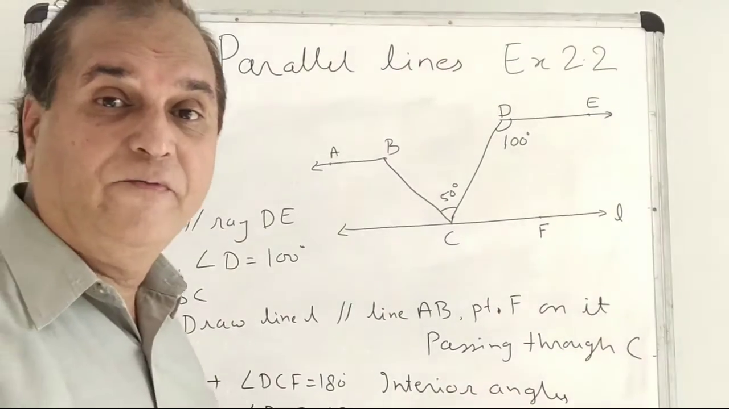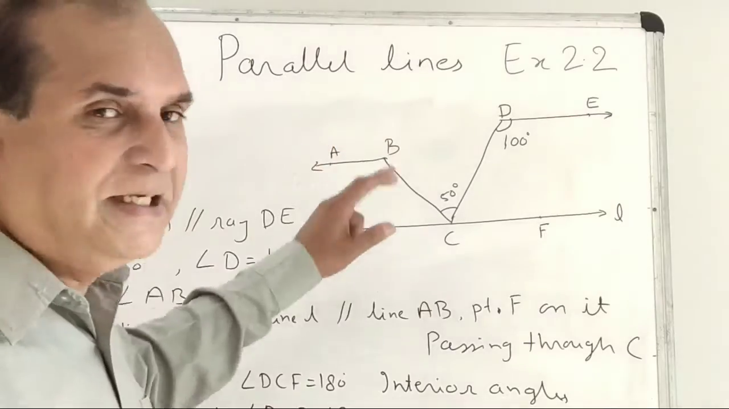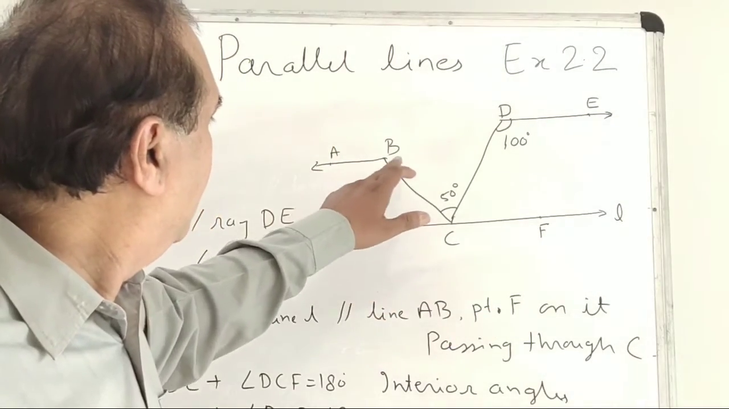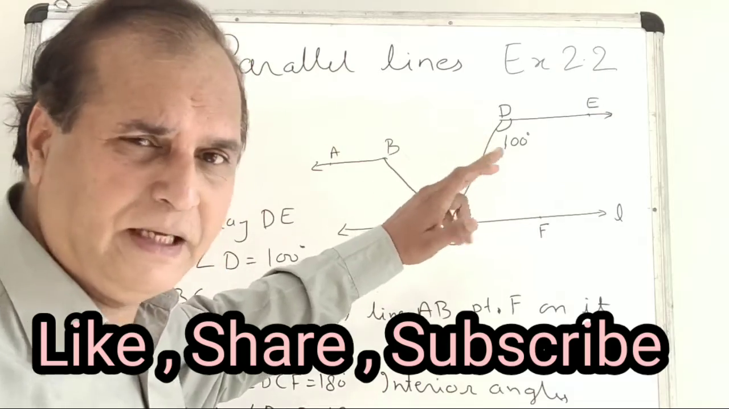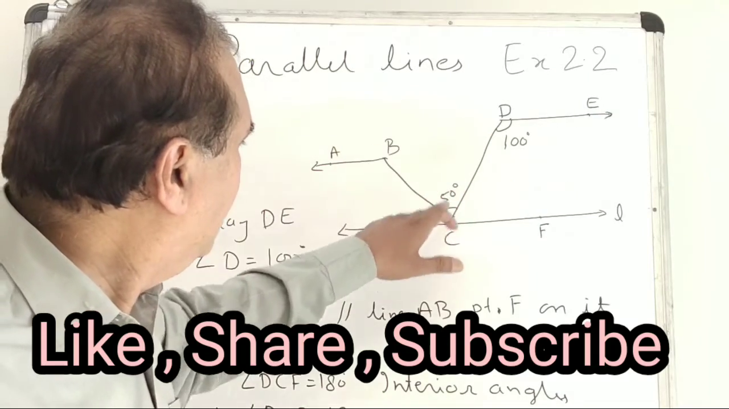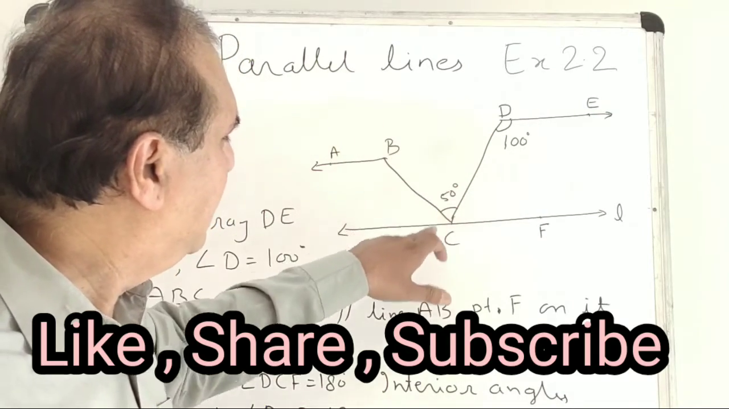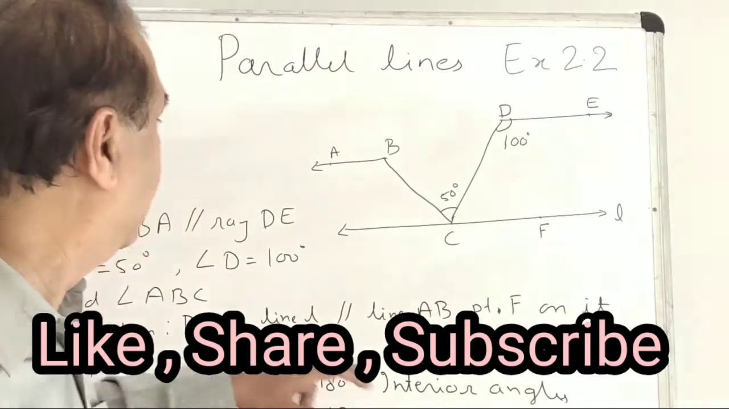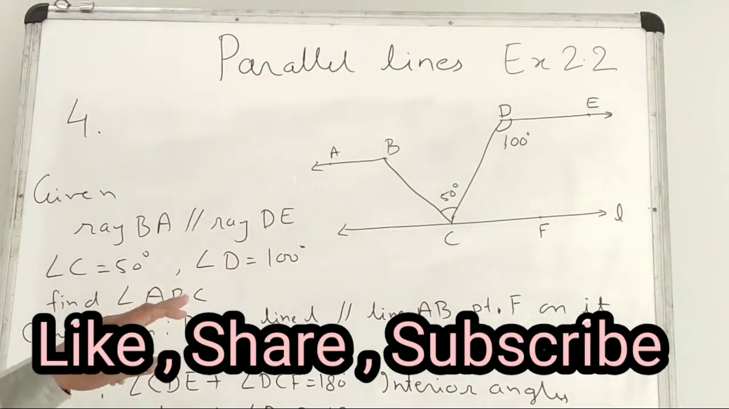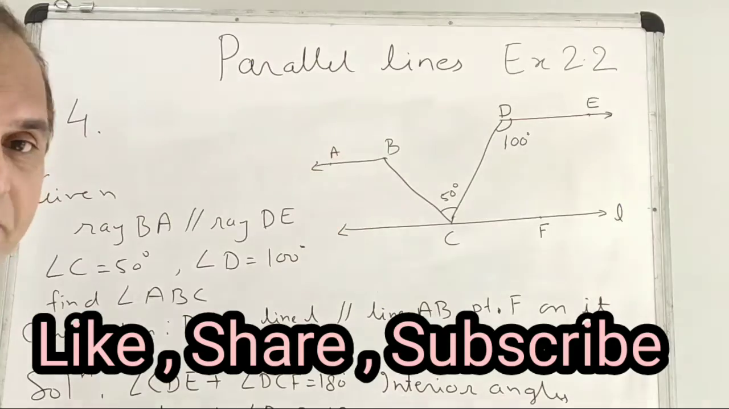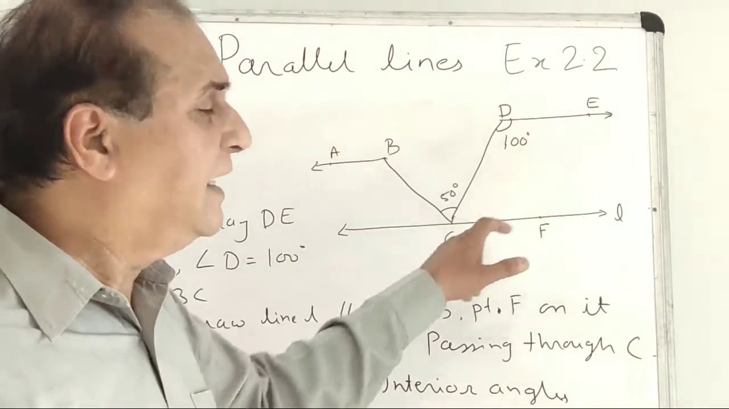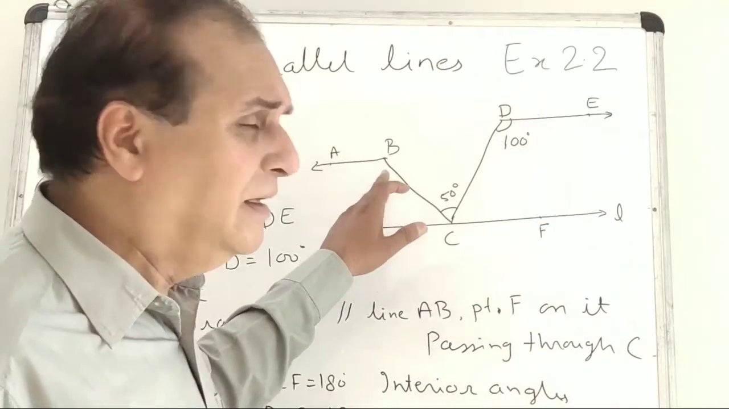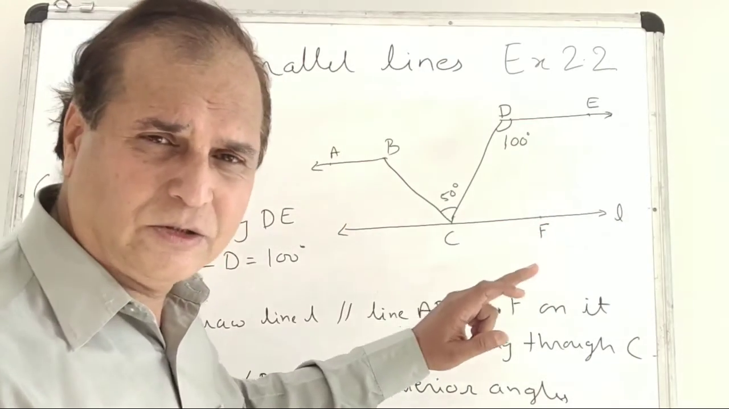See sum number 4. Figure is given. Ray DA parallel to ray DE, given. And angle BCD is 50 degrees, given. Angle D is 100 degrees, given. You have to find angle ABC. How to find? Construction. A hint is also given. Draw line L parallel to AB through C. It means it is parallel to DE also.